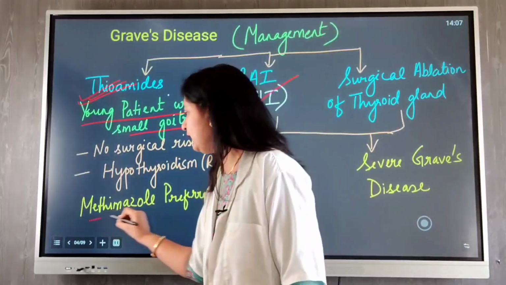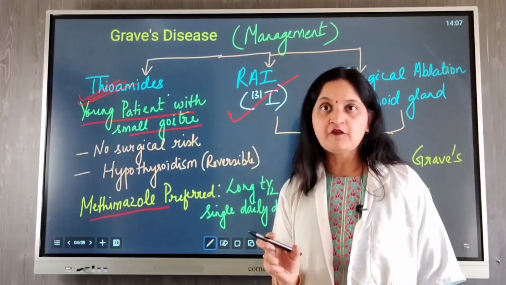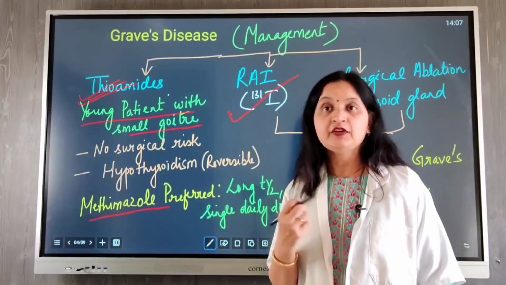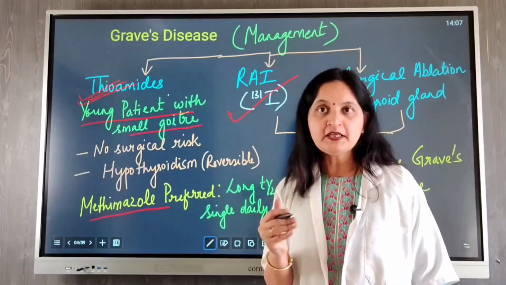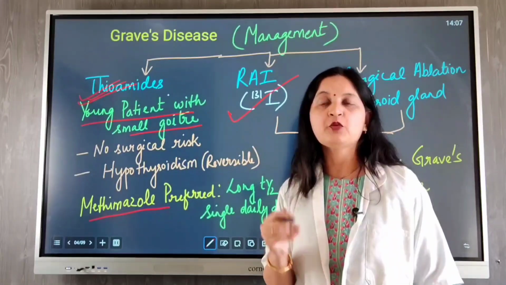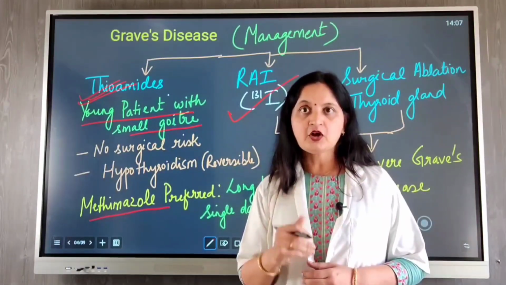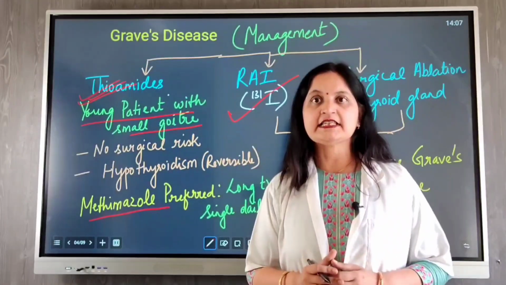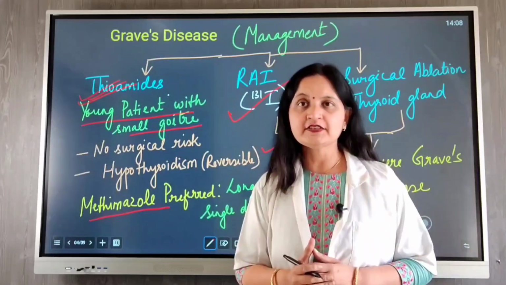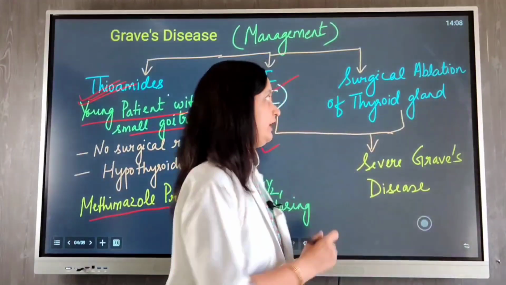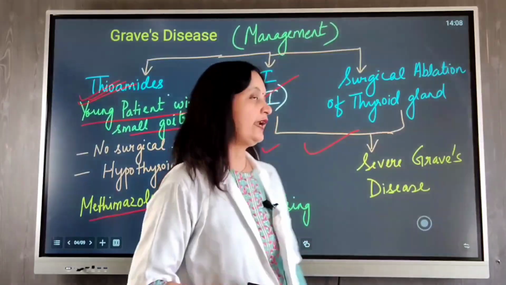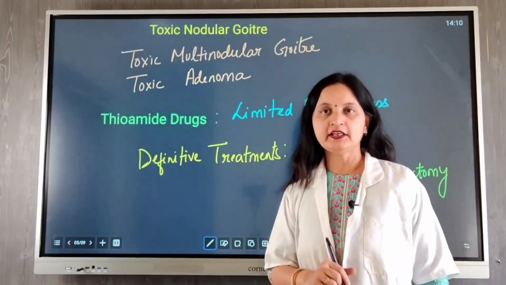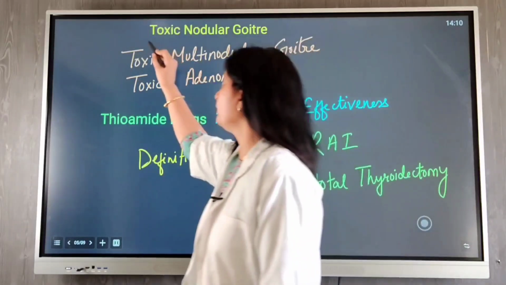Methimazole, when compared to propylthiouracil, has a longer duration of action because it has a longer T-half. Single daily dosing is required, and with respect to the safety profile, methimazole has lesser side effects compared to propylthiouracil. Therefore, methimazole is preferred over propylthiouracil for the treatment of mild to moderate Graves' disease. But in case of severe Graves' disease, radioactive iodine treatment and surgical ablation of thyroid gland are treatments of choice in severe Graves' disease. The next indication of thioamides is toxic nodular goiter.